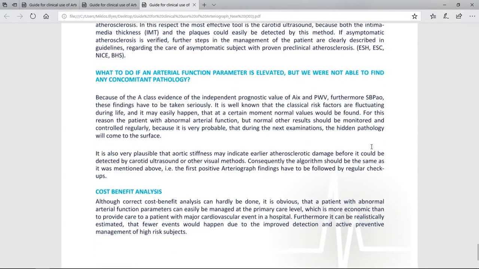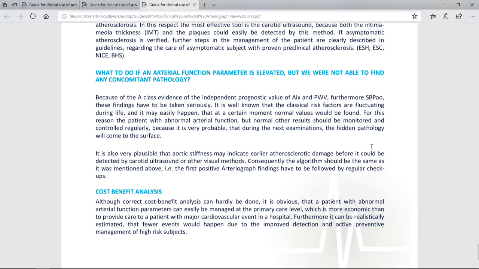The question comes up: what to do if an arterial function parameter is elevated, but we were not able to find any concomitant pathology? Because of the A-class evidence of the independent prognostic value of AIx and pulse velocity, furthermore central systolic blood pressure, these findings have to be taken seriously. We have to be aware that aortic pulse velocity, central systolic blood pressure and augmentation index are prognostic factors independent of the classical risk factors, to predict future cardiovascular events.